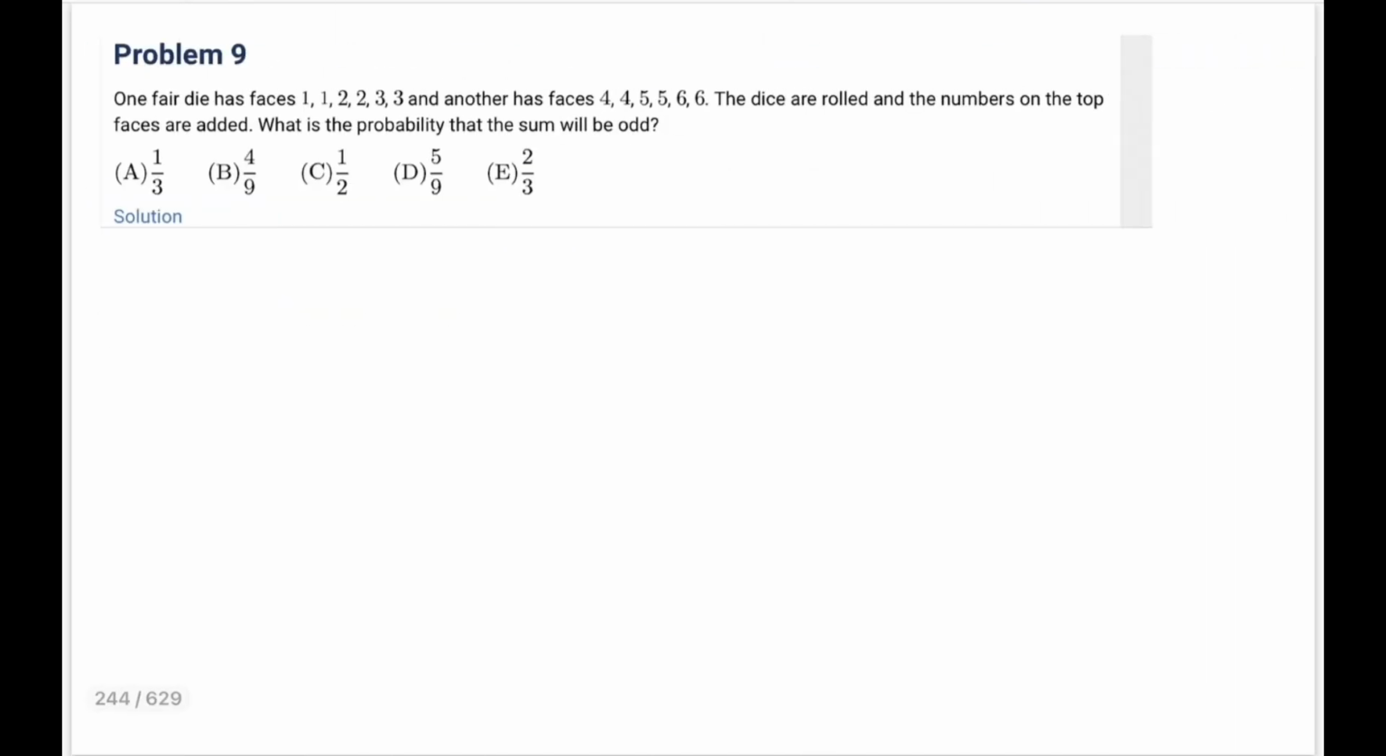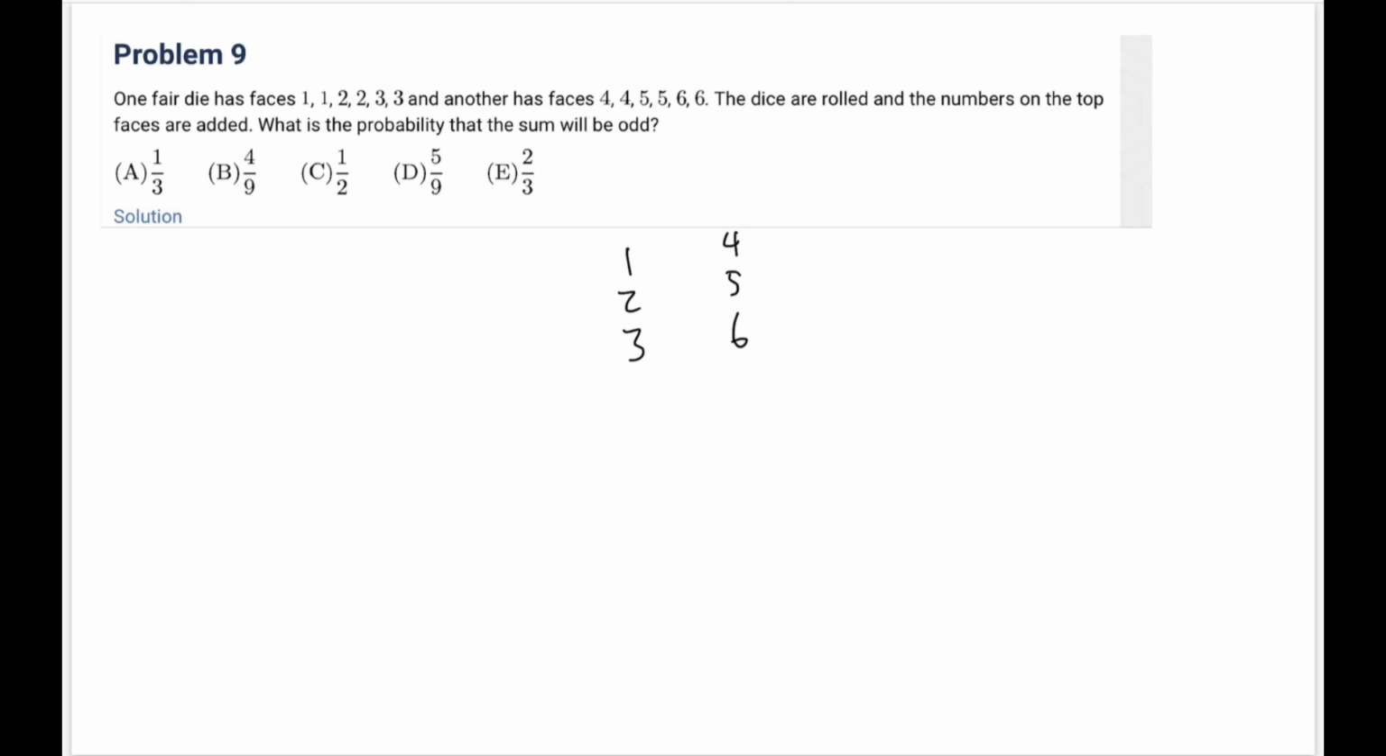Problem number 9. One fair die has faces 1, 1, 2, 2, 3, 3, and another has faces 4, 4, 5, 5, 6, 6. The dice are rolled and the numbers on the top faces are added. What is the probability that the sum will be odd? So to get this, we have only a few ways. The first die could be 1, 2, 3. The second could be 4, 5, 6.